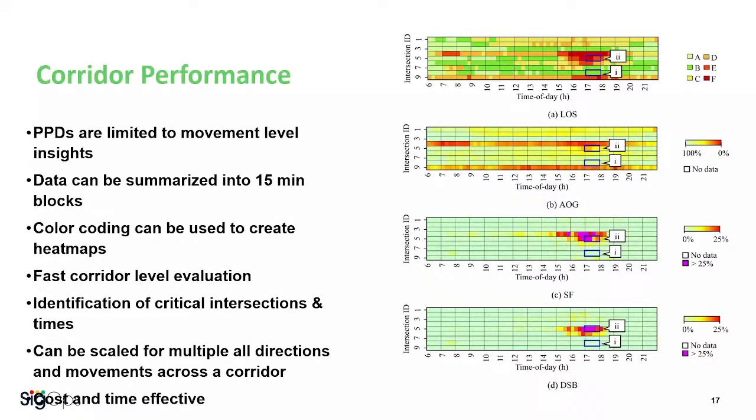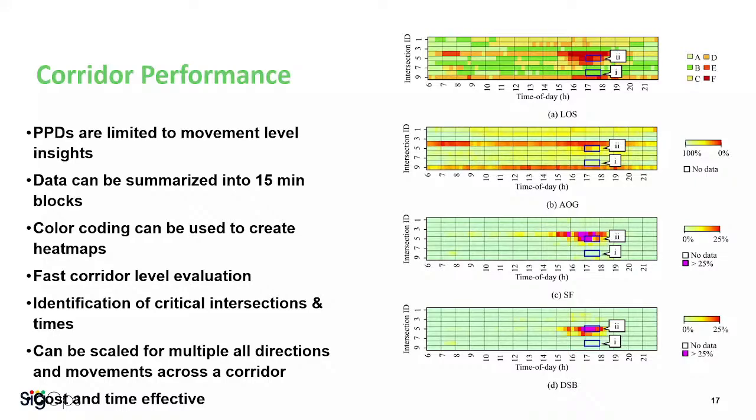So corridor performance, we looked at those PPDs, Purdue probe diagrams, primarily on an intersection level. It would also be very beneficial to use these for a corridor evaluation. We can take each of those Purdue probe diagrams and the metrics pulled out of them, delay, arrivals on green, split failures, and downstream blockages, and summarize those into a 15-minute block, which you would have seen for an individual time of day, and then throw it into this chart.